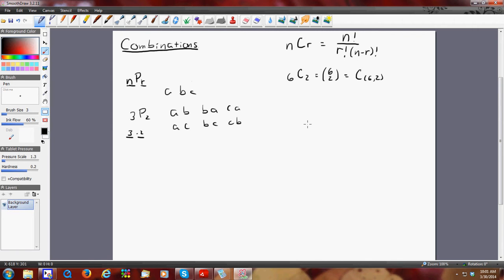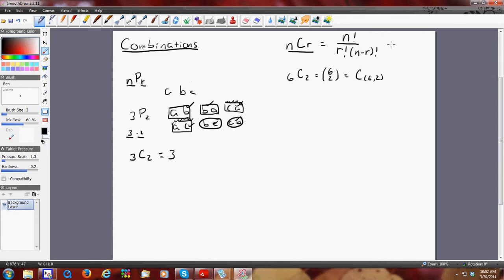Combinations are a little bit different because combinations recognizes that group AB is the same as group BA. And it also recognizes that, similarly, AC would be the same as CA. And then it recognizes that BC is the same as CB. So for 3 combination 2, this one and this one are the same. That's one group. This one and this one is the same. That's 2 groups. And this one is the same. So 3 combination 2 would be 3.